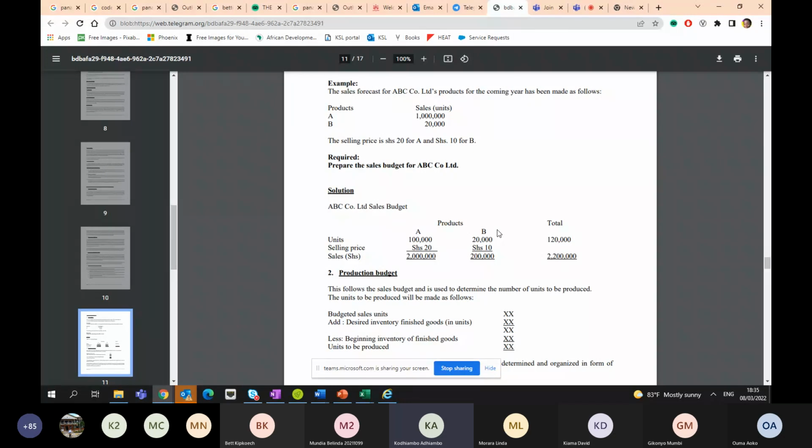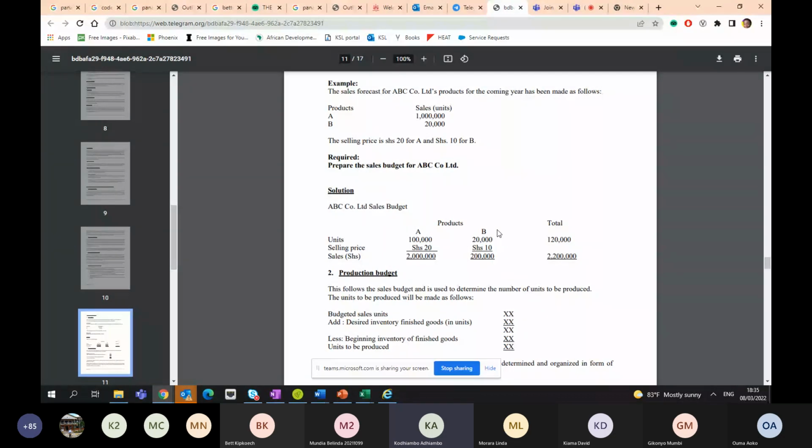Now this question is asking us to prepare a sales budget for ABC Company Limited. We have products A and B. I'd rather you put product A and B separately. Think of it as making a P&L, an income statement, for product A and one for product B. That way you can go all the way up to the end, so it makes sense to organize your work that way.